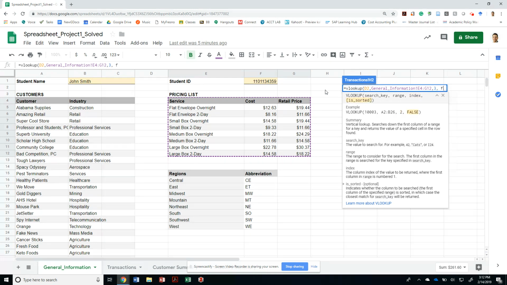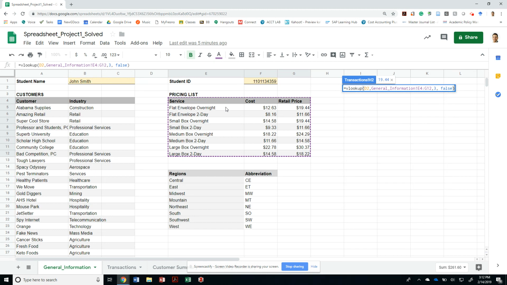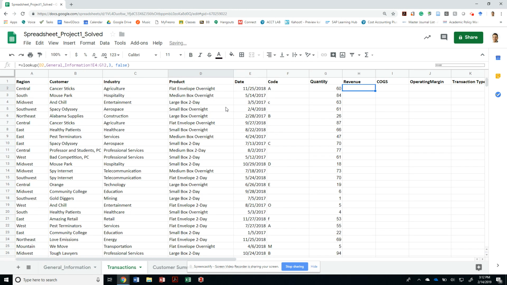And all of these names are not sorted. So the services are not sorted in alphabetical order. So we want to make sure that we put in false. All right. So then that's going to give me, I'm sorry, at this point, I'm just getting the price for the service, for the overnight service of flat envelopes.